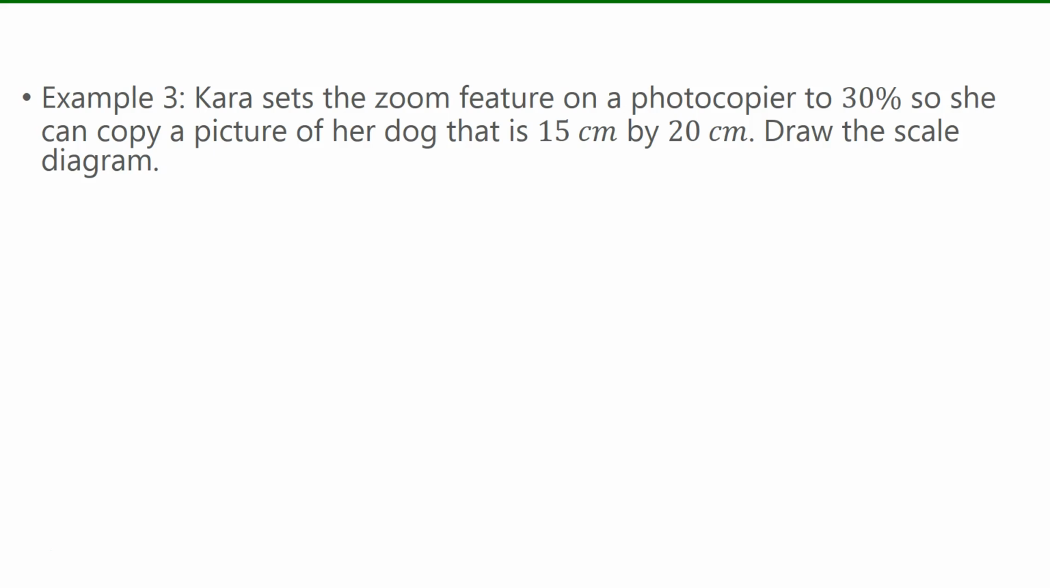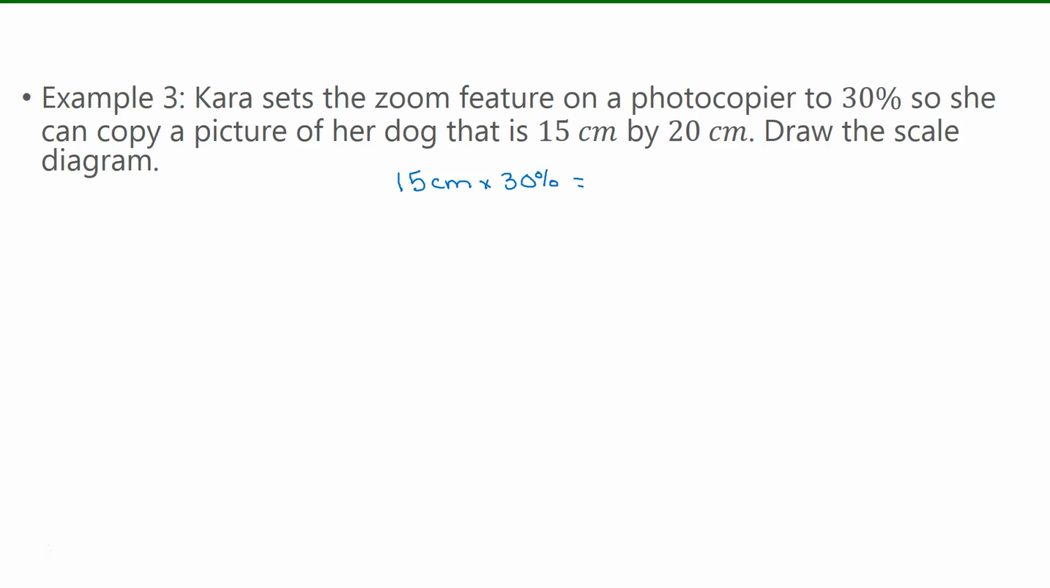Now for the last one, it says, Karis sets the zoom feature on a photocopier to 30% so that she can copy a picture of her dog that is 15 centimeters by 20 centimeters. Draw the scale diagram. So here we have a rectangle. One of the side lengths is 15 centimeters. So now if I multiply that by the scale factor, 30%, I'll figure out the dimensions of the photocopied one.